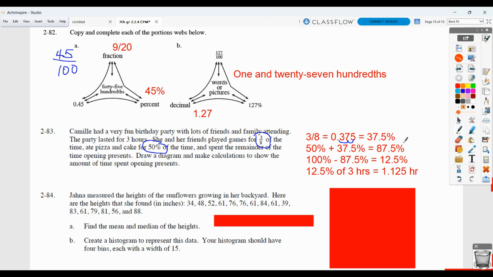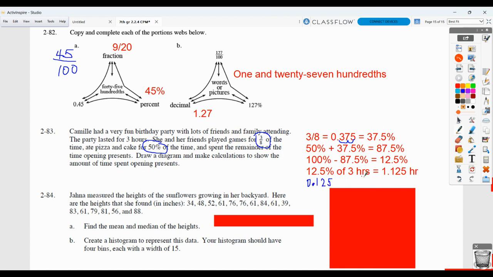Well, if 87.5% is the time that's spent playing games and eating pizza and cake, then I can subtract that from 100% to see what percent is left to open presents. And that would be 100% minus 87.5% is 12.5%. Then when I want to take 12.5% of 3 hours, I can change my 12.5% to a decimal, which again means move the decimal point 2 places to the left.